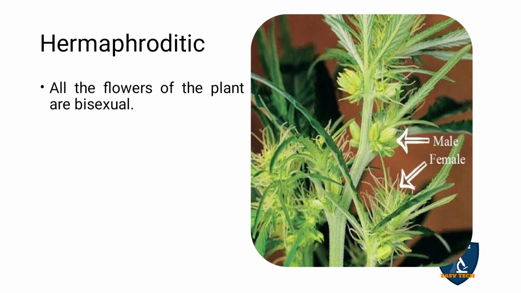Hermaphrodite. A bisexual flower is called a hermaphrodite. The presence of male and female sex organs in a flower, that is, in a plant, is called a hermaphrodite plant. You can see here the male and female parts of the flower. So this plant is called a bisexual plant. Hermaphrodite means the male and female sex organs are present in the same organism. It may be an animal or it may be a plant. Then that is known as hermaphrodite.